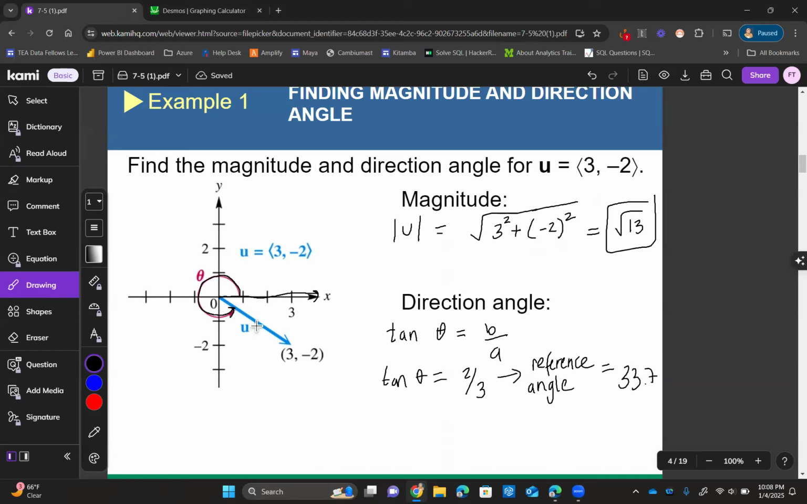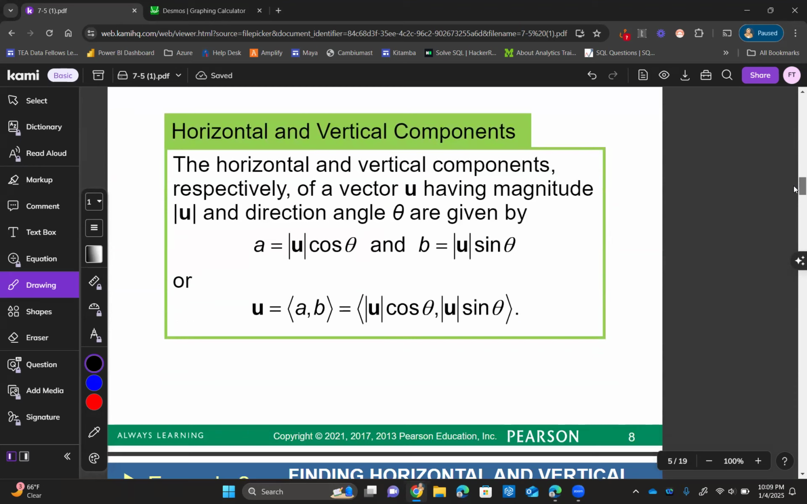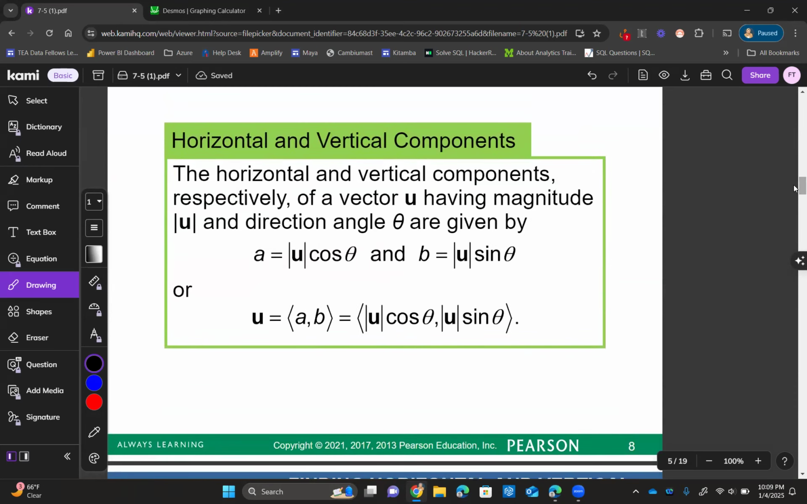But again, this is the reference angle. So to find the actual angle we need, the theta itself will be 360 minus 33.7, which will be probably 326.3. If there is a subtraction mistake, we can fix it. But this is how we're going to find the direction angle for this vector. So you need to be very careful about which quadrant it falls into. And then we have questions on the homework about finding the horizontal and vertical components of a vector.